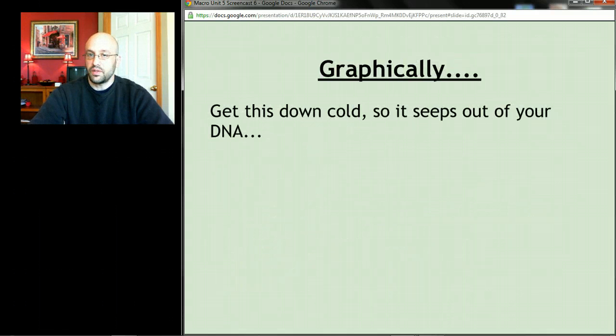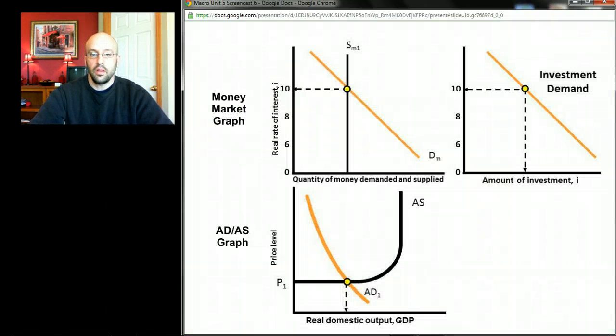So I'm going to take you through that same thing graphically, and these are graphs that you should be able to replicate, especially for the AP exam, very popular and really the heart of this unit. Alright, in the upper left-hand corner we have the money market graph that I introduced you to a few screencasts ago. In the upper right-hand corner, we have the investment demand curve that we've seen several times over the course of macroeconomics. And on the bottom, we have our aggregate demand, aggregate supply graph.